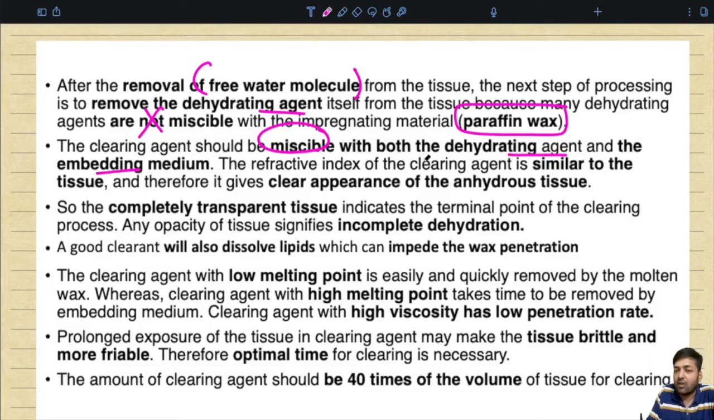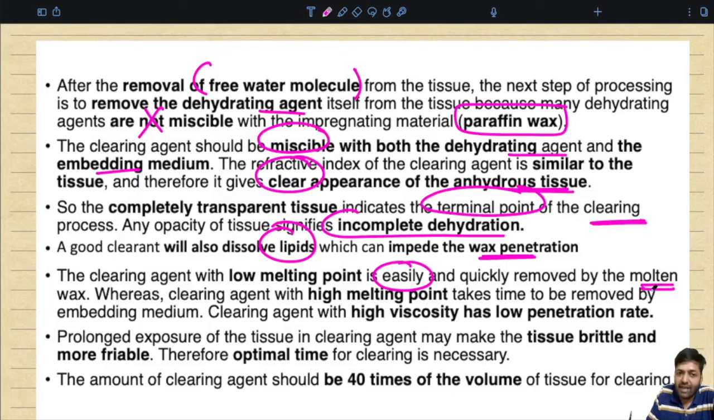The refractive index of the clearing agent is similar to the tissue and therefore it gives a clear appearance of an anhydrous tissue. So completely transparent tissue indicates the end point of the clearing process. Any opacity of the tissue signifies incomplete dehydration. A good clearant will also dissolve the lipids which can slow down wax penetration. Now the clearing agent with a low melting point is easily and quickly removed by molten wax, whereas a clearing agent with a high melting point takes time to be removed by the embedding medium.